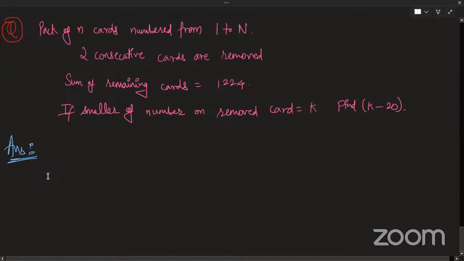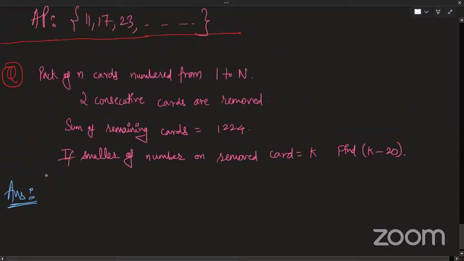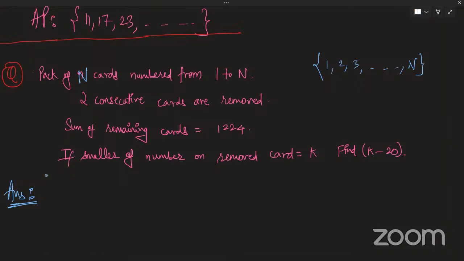Please explain once more. Okay, see, you have n cards. The first card has number 1, second has number 2, 3, like that till n. So from those n cards, 2 consecutive numbered cards are removed. Like I can remove 3, 4, or 4, 5, or 30, 31, or 31, 32, like that. I have removed 2 consecutive number cards. Fine.